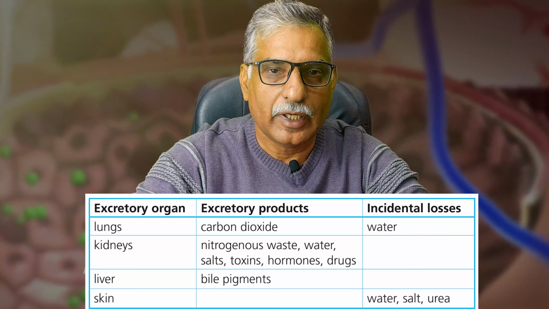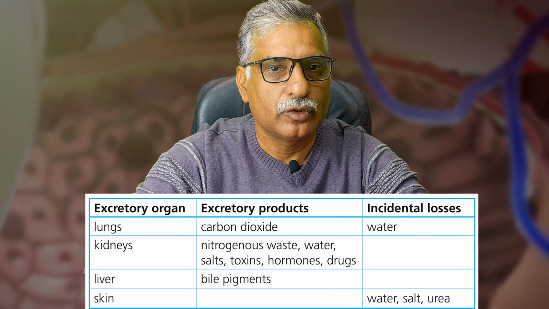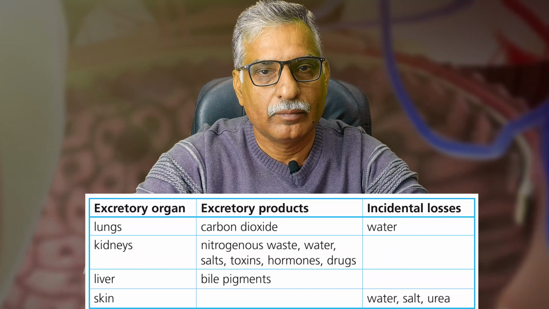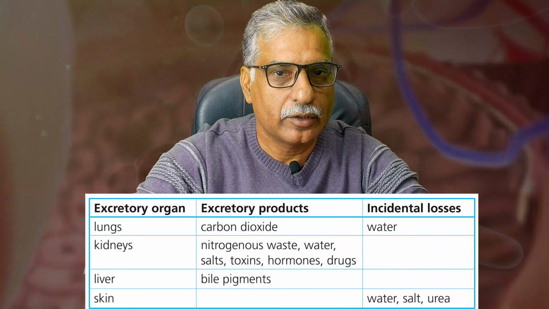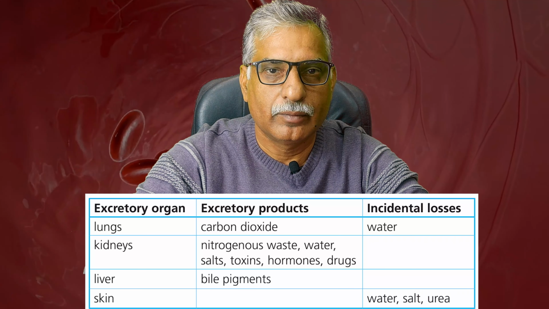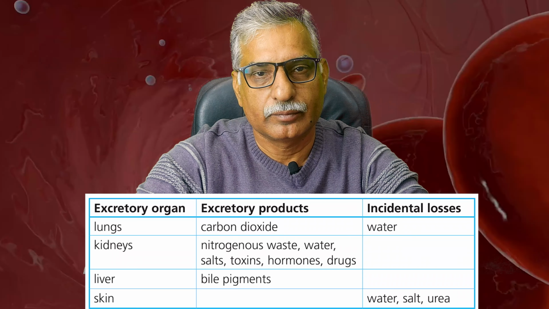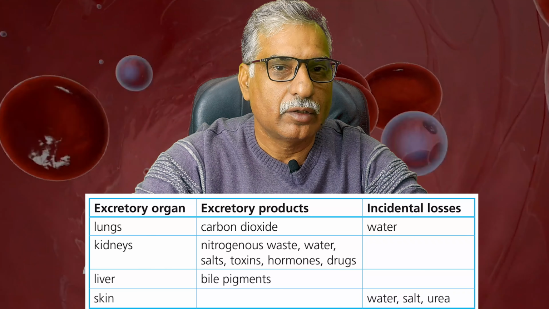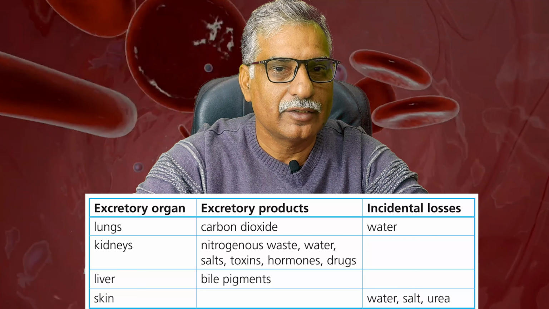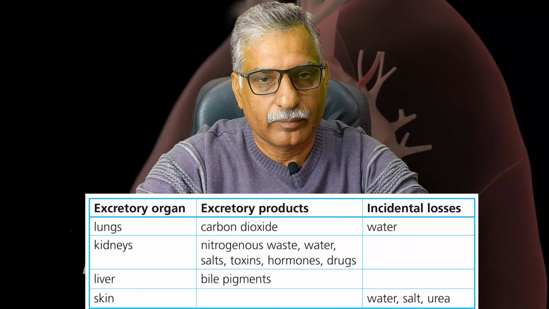So it is removed either through the kidneys as a component of urine, or through the skin as a component of sweat. Uric acid is another metabolic waste, mainly produced by nucleic acid metabolism, and it is excreted through the kidneys as a component of urine. Similarly, muscles also produce another nitrogenous waste, creatinine, which is removed from the body through the kidneys as a component of urine.